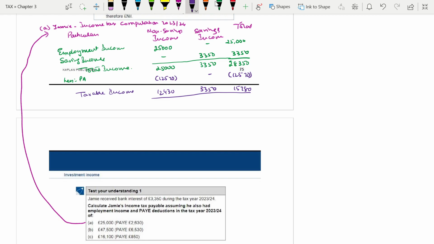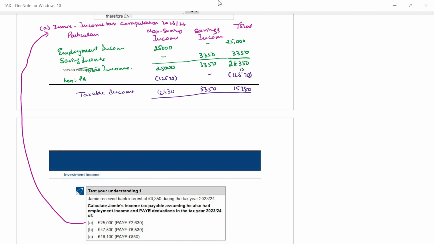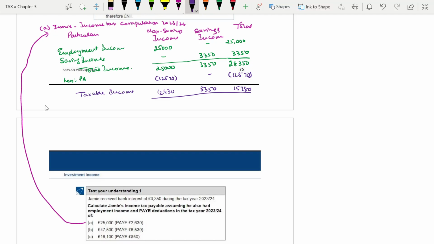They say they have pay as you earn of 2,630. First, you have to calculate income tax. First we'll take the non-savings income, on which the basic rate applies. 12,430 times 20% comes to 2,486. Next.